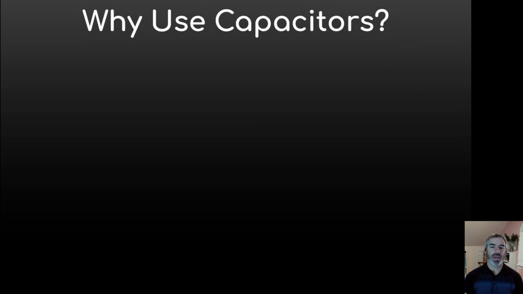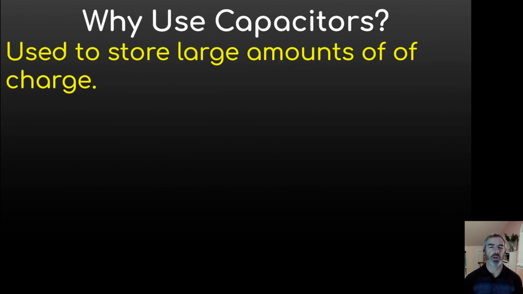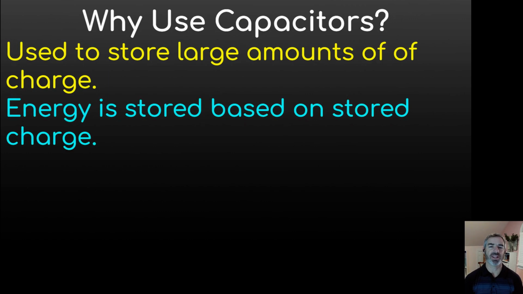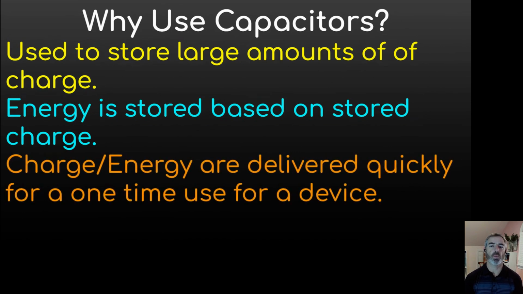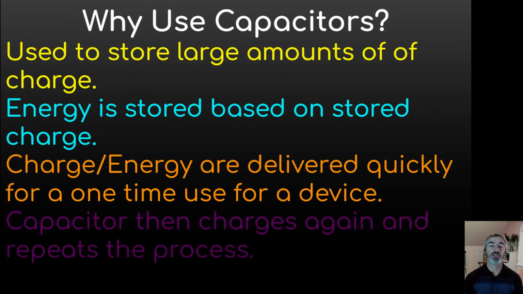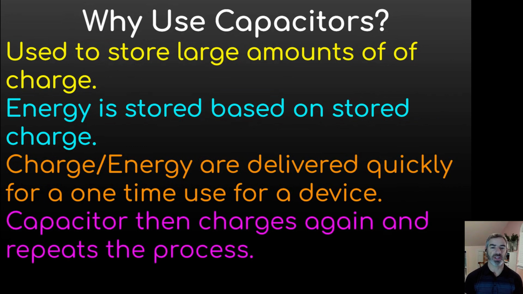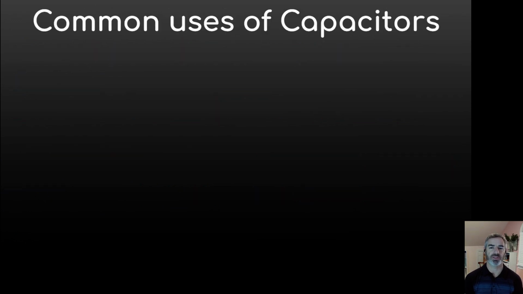So why do we use capacitors? Well, a capacitor is used to store large amounts of charge. And that causes energy to be stored based on the amount of charge and the geometry of the capacitor. And then the charge or energy is delivered quickly for a one-time use for a device. The capacitor then charges again and repeats the process. So a capacitor is effective. And here are some common uses of capacitors.